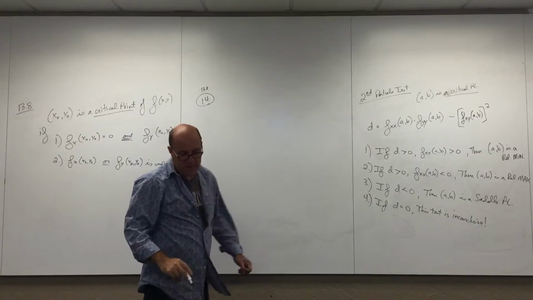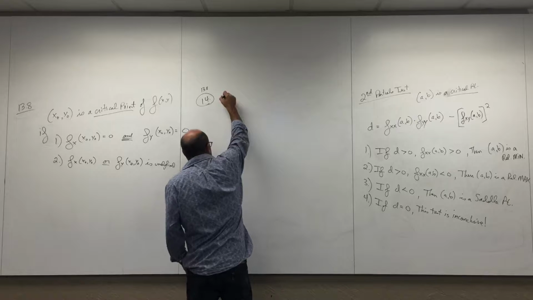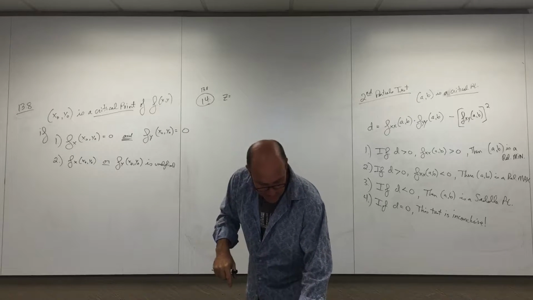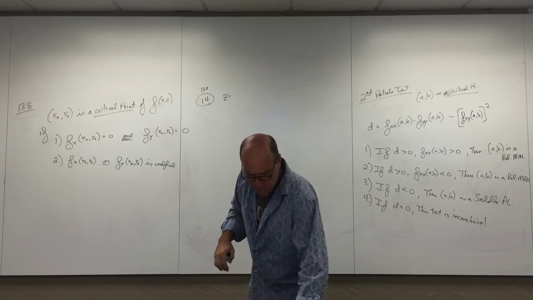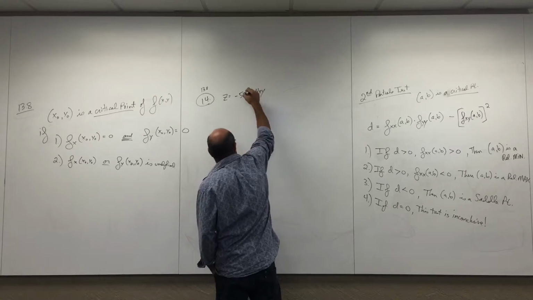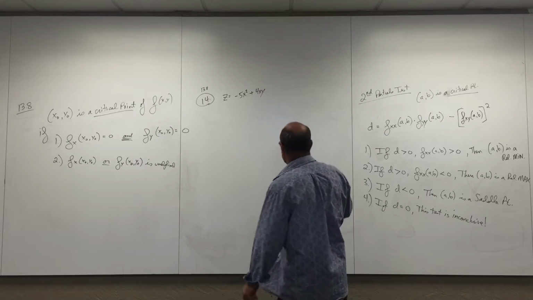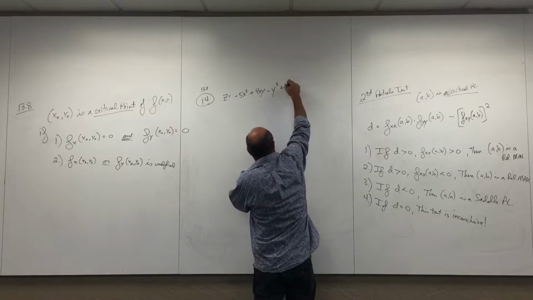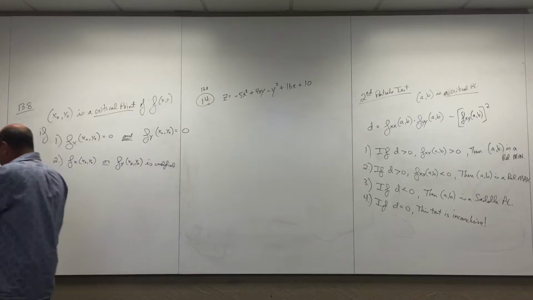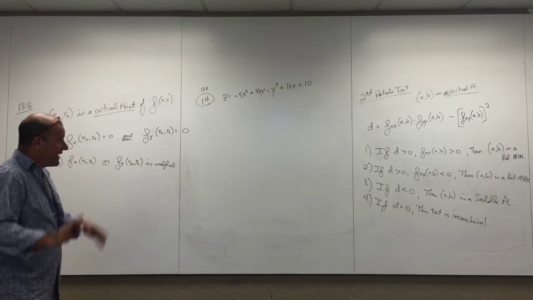I just picked problem 14, and it's a function. z equals f of x, y: negative 5x squared plus 4xy minus y squared plus 16x plus 10. All right, there it is. I don't know what that is. It might have mins and maxes, it might have saddle points. I have no clue, but I can figure it out.